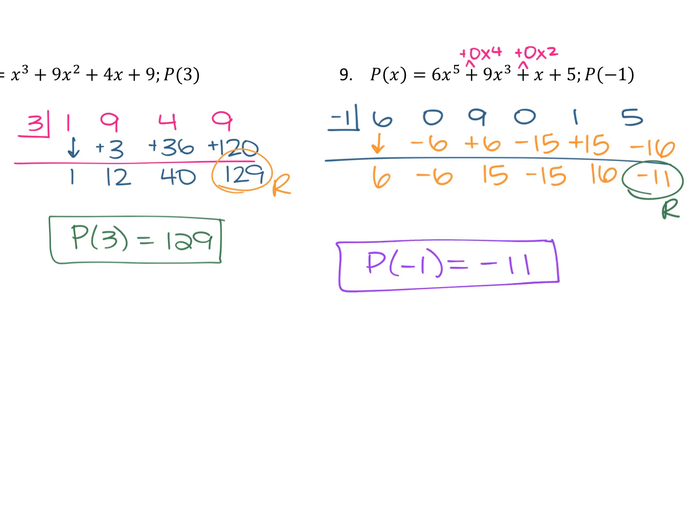So again, just like your synthetic division regularly without using your remainder theorem and your long division, if you're missing a power from highest to lowest, you have to add in that 0x to whatever power you're missing. So same thing is true with your remainder theorem.